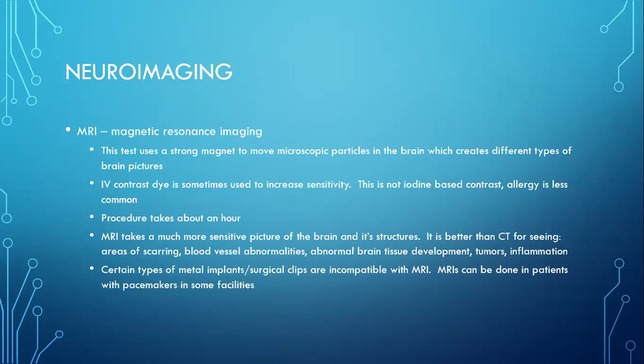So the things that we can see on an MRI that we might not see on a CAT scan include things like scarring, blood vessel abnormalities we can see better on an MRI. Areas where the brain tissue may not have developed correctly during early development. Tumors are easier to see on MRI typically, and then areas of inflammation can also be seen more easily on MRI.